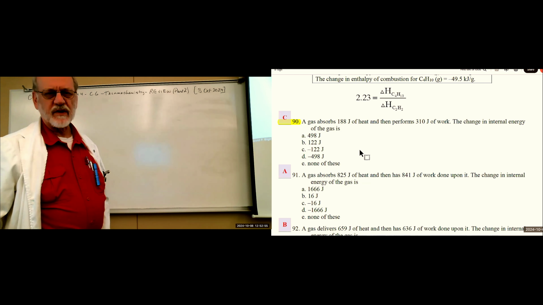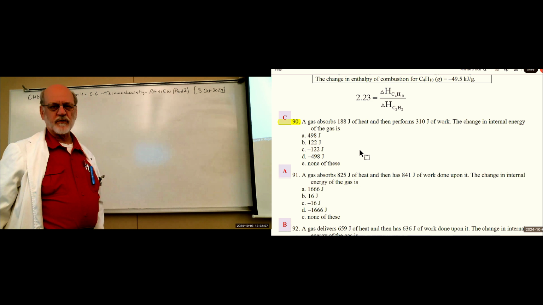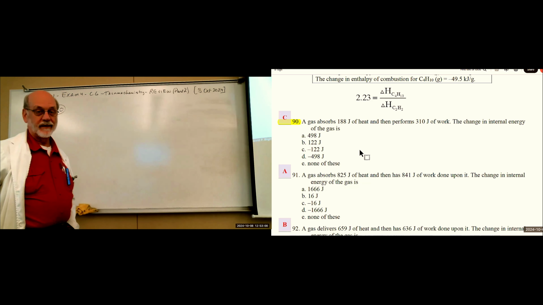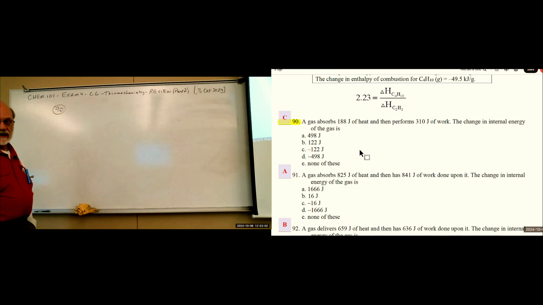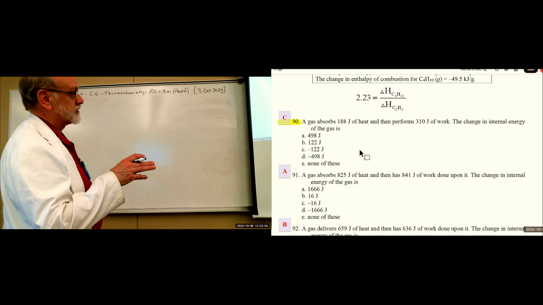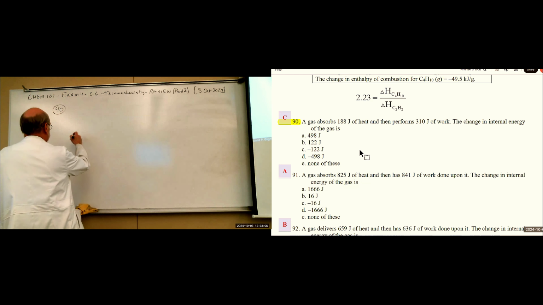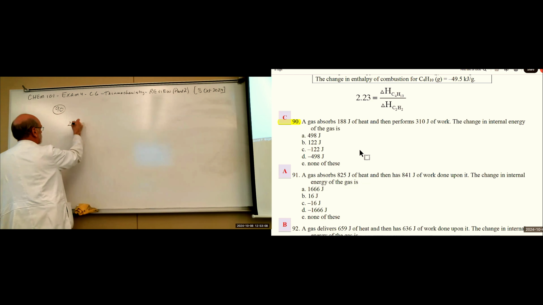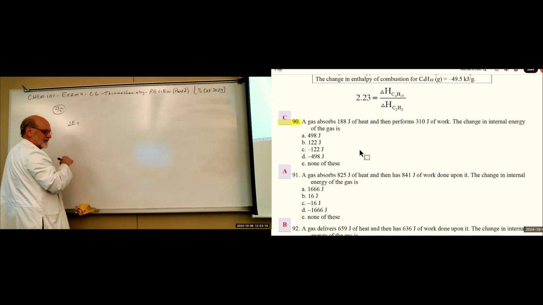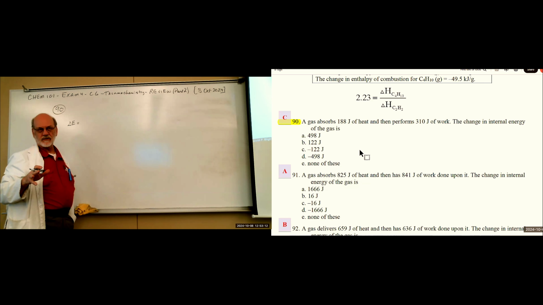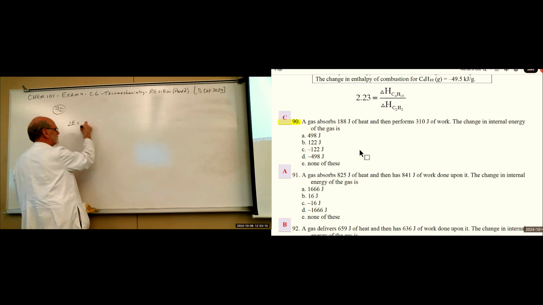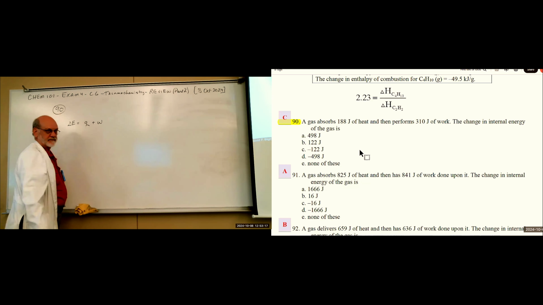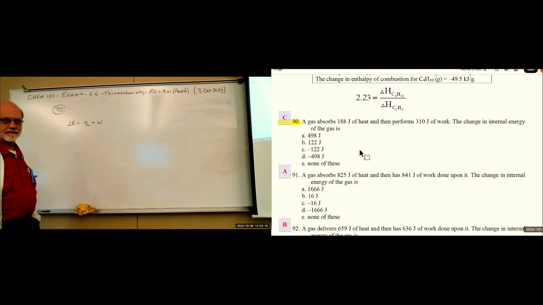A gas absorbs 188 joules of heat and then performs 310 joules of work. Okay. The question then is, what's the change in internal energy? Change in internal energy is equal to what? Only two ways to change internal energy: heat and work. Remember that equation?